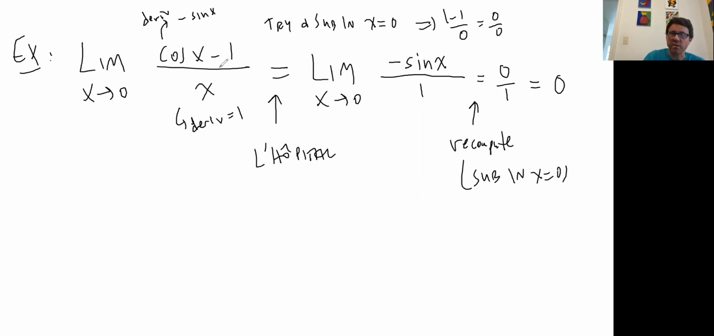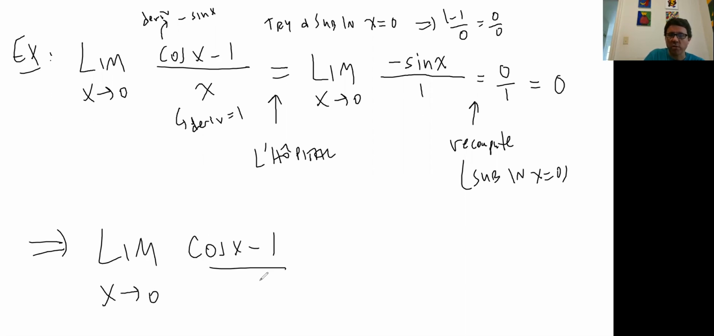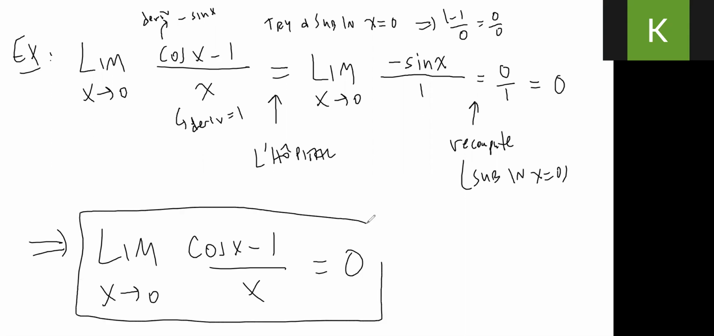So with this idea of L'Hopital's rule, taking derivatives of the top over the bottom and recomputing, we end up being able to conclude that the limit as x goes to 0 of cosine of x minus 1 over x is 0. It's a way of finding the definitive value of any indeterminate form, those two indeterminate forms, 0 over 0 or infinity over infinity.